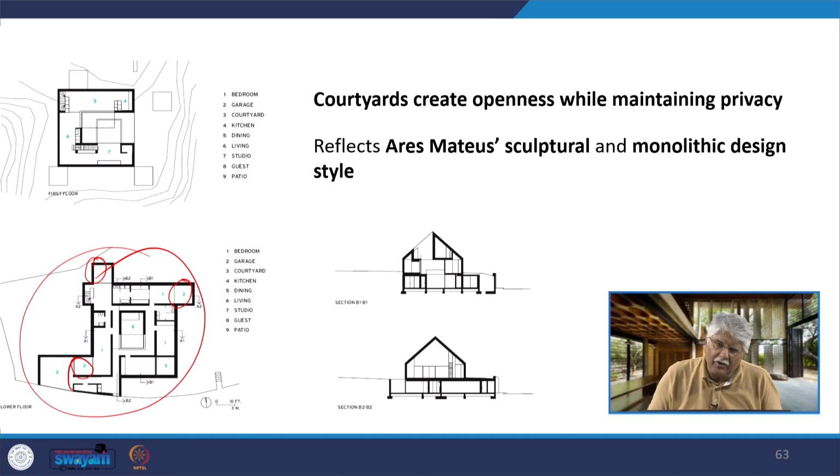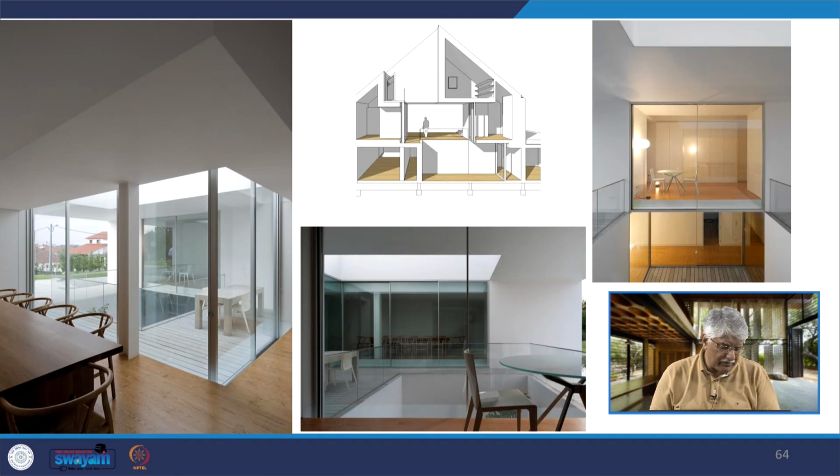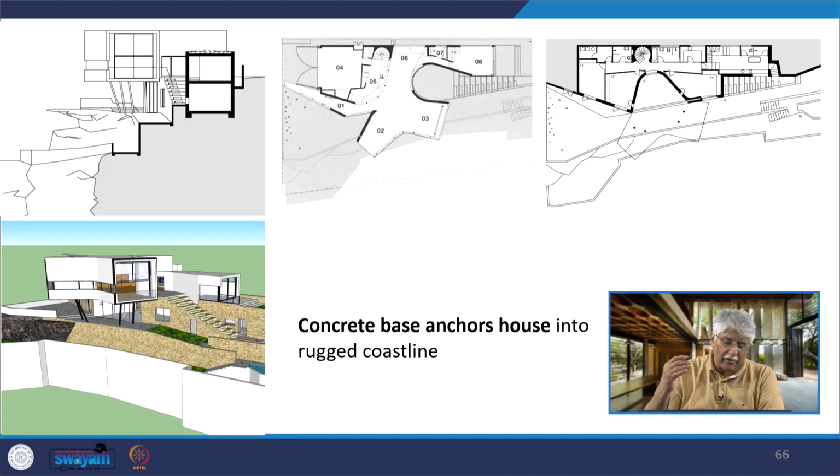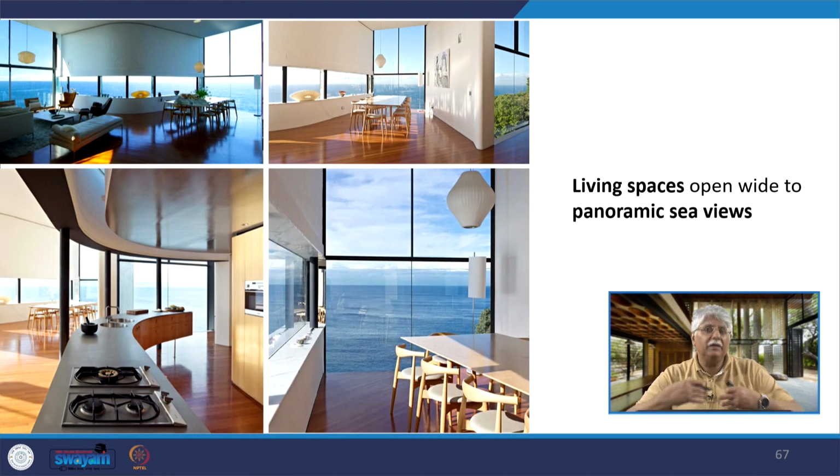Please look up his other works to be able to understand how he brings this sculptural and monolithic identity into his houses. This is the floor below and the floor above, so you can see how the house is built. Or the Holman House in Australia by Durbach Block Architects. It's perched very dramatically on the edge of a cliff and has these curved flowing forms. The concrete base anchors the house to the coastline. The living space opens wide and gives these panoramic sea views all around that level.